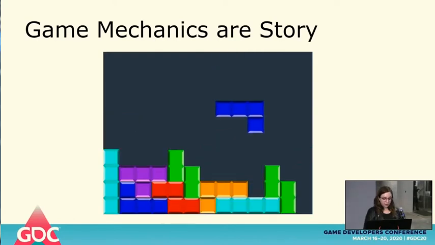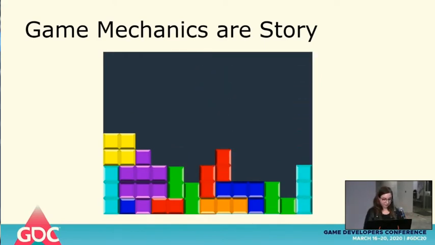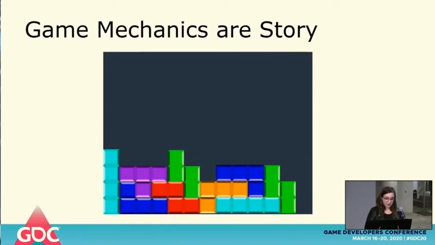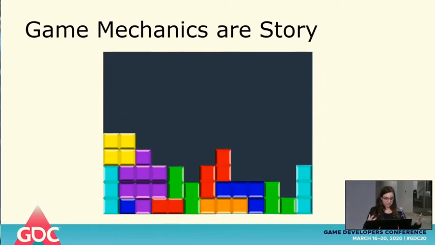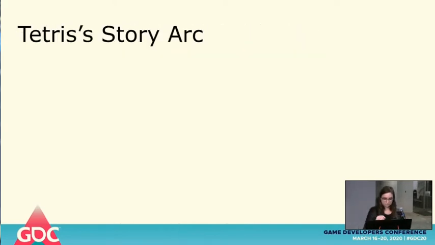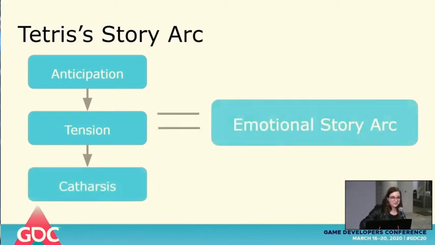So while you're basically only doing a set of actions, rotate, drop, clear, there is a clear emotional arc that feels like a story. There's conflict, there's victory, there's defeat, and there are mappable tropes over top of this, such as an underdog win, or total domination, or undefeated champ. So for Tetris, let's look at it this way. Anticipation leads to tension, which leads to catharsis, which, guess what? That's a story. It's an emotional story.